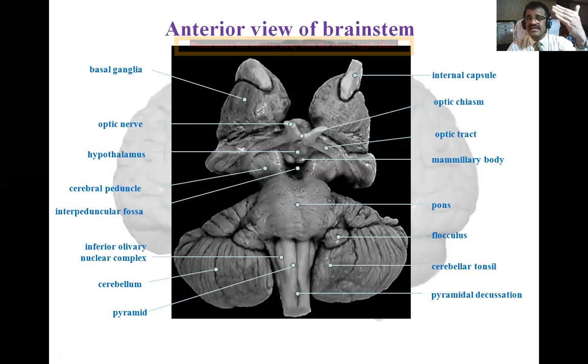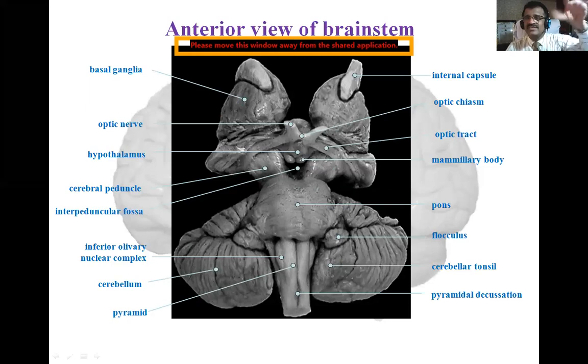Above it, there is a diencephalon. And above diencephalon, there are basal ganglia. And above basal ganglia, there is a white matter which is internal capsule. So above internal capsule, there is a gray matter of the cerebral cortex. Likewise, we have studied all that. So try to recall every part which you have studied and relate it with this figure.